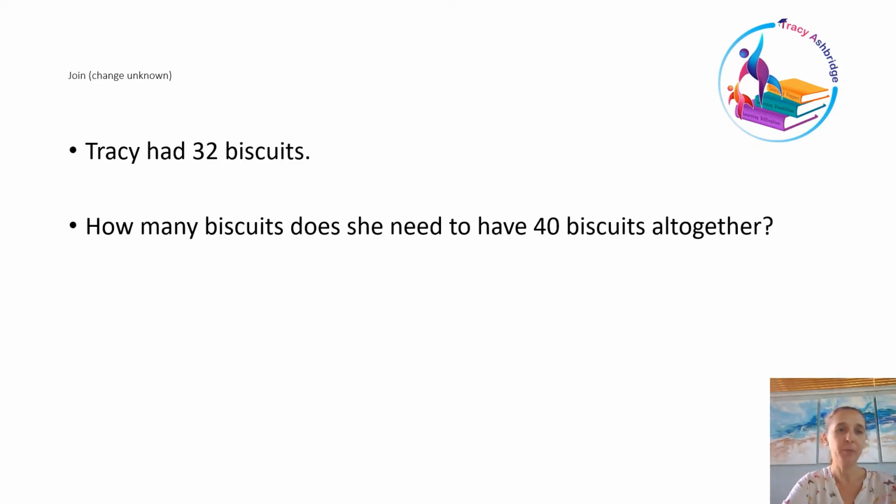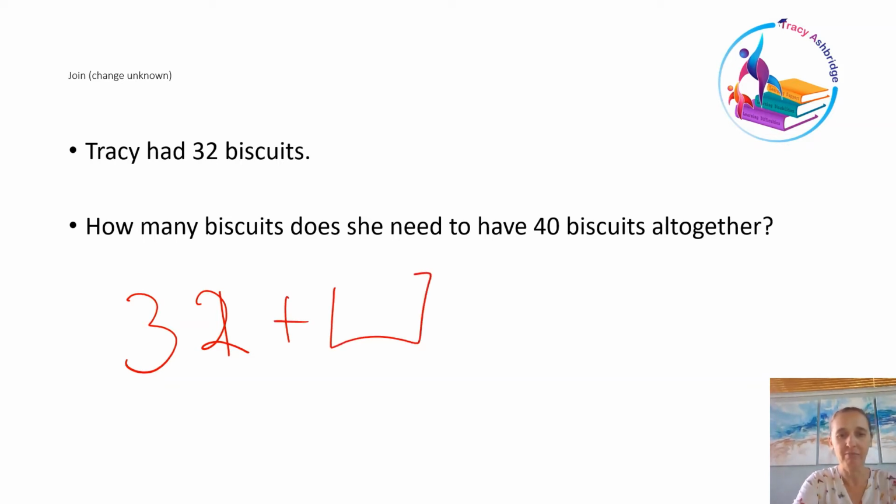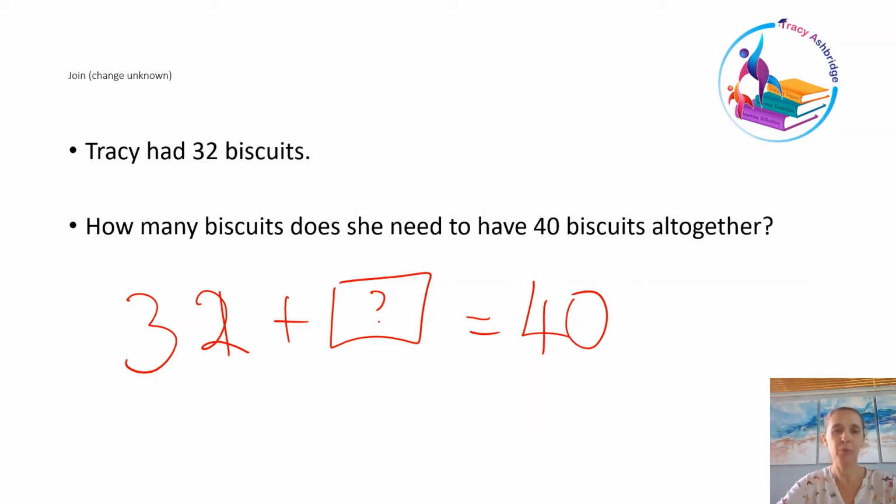However, we could go, Tracy had 32 biscuits. How many biscuits does she need to have 40 biscuits altogether? So we know I've got 32. We're going to add on some more that we don't know, and we know that we're going to have 40 here. So the change is unknown. We know it's 32 plus something equals 40. And children can solve this in a number of ways. They may count on and they may count back. But it's important that they know that that's what they need to do.